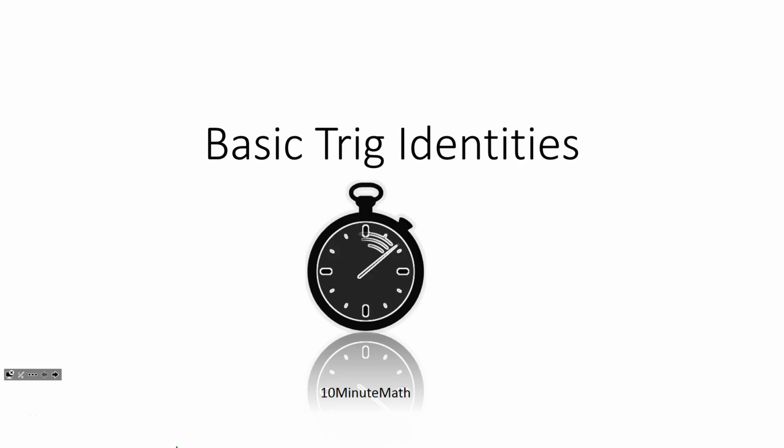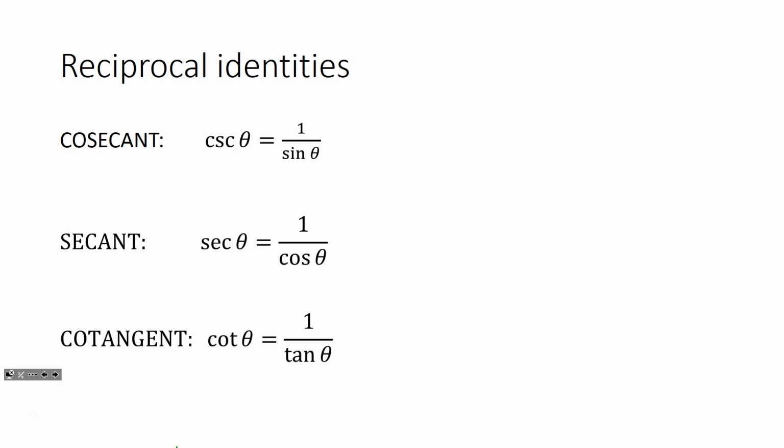Basic trig identities. We've already seen the reciprocal identities where the cosecant equals 1 over the sine, the secant equals 1 over the cosine, and the cotangent equals 1 over the tangent. We'll be looking at a number of other trigonometric identities. An identity is simply a statement which is true for all acceptable values of theta.